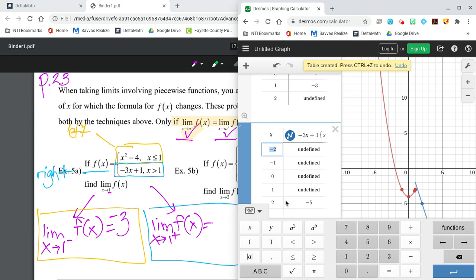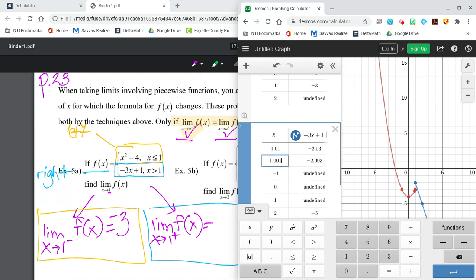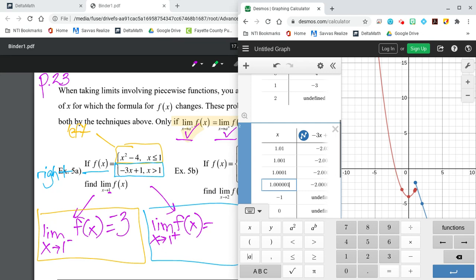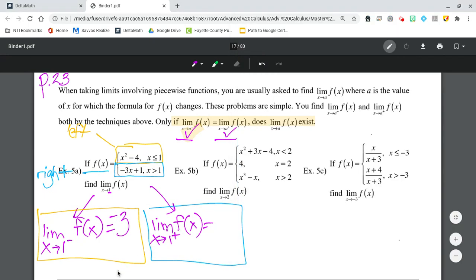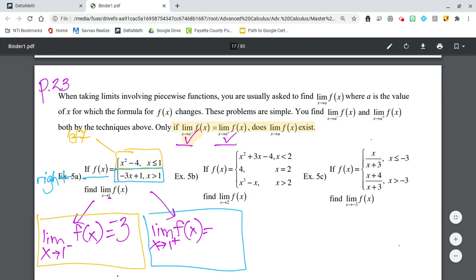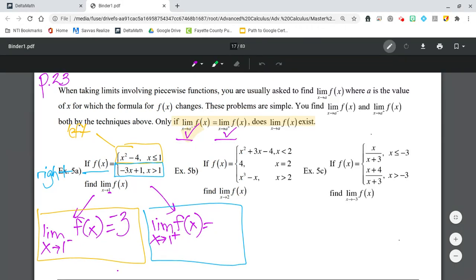I need to approach 1 from the right-hand side, so 1.01, 1.001. I'm typing in x values that get really, really close to 1, and they're just barely bigger than 1. And it looks like as the x values get closer and closer to 1 from the right-hand side, the y values get closer and closer to -2. So the limit as x approaches 1 from the right of f of x looks like that is going to be equal to -2.